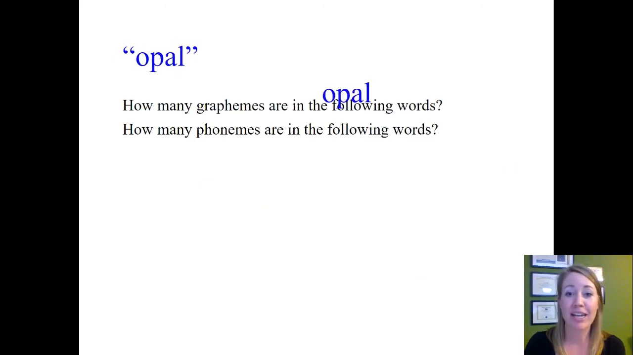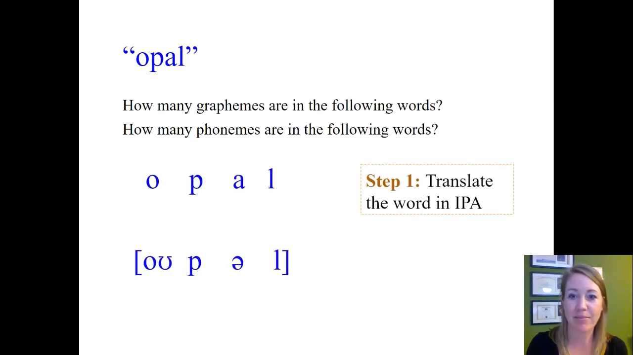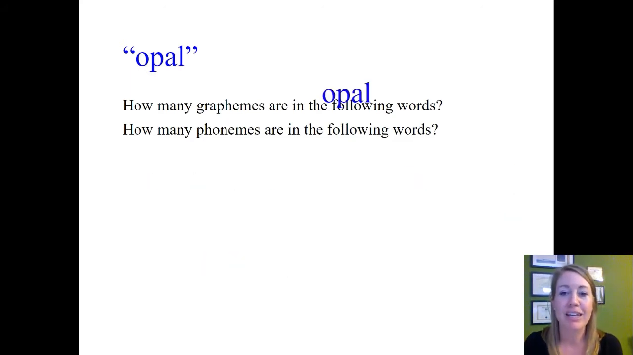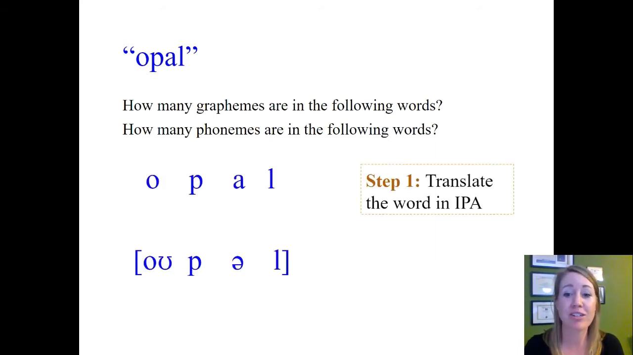Let's try another word. The word is opal. Sorry, I don't know why that's over there. Let's see if this messed up. Okay, yeah, whatever reason, opal. We want to answer how many graphemes are in this word and how many phonemes are in this word. Your first step is to translate it to IPA.